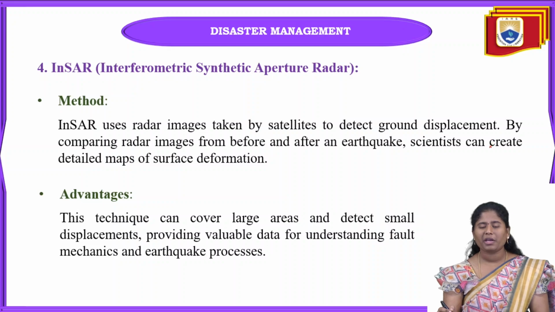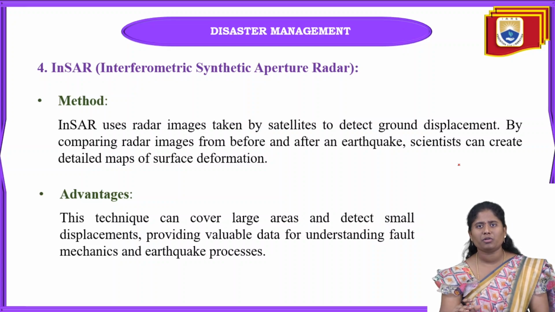Then by comparing these radar images from before and after the earthquake, the scientists can create a detailed image of that surface deformation. Of course, when the earthquake is occurring, there will be so much deformation of the earth surface. When the satellite sends those radar images before and after, the scientists can confirm what the ground surface was before and what it is afterwards. They come to know at that time.